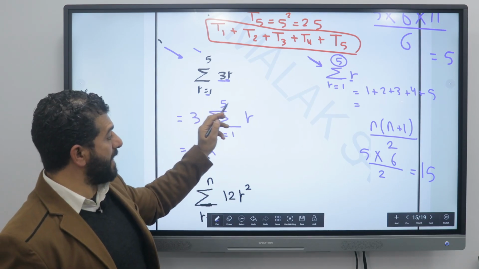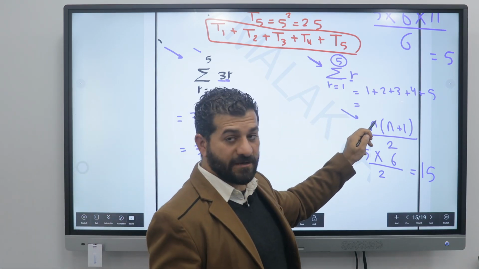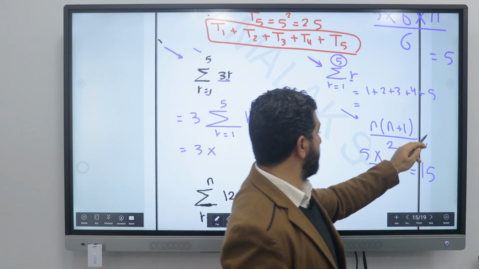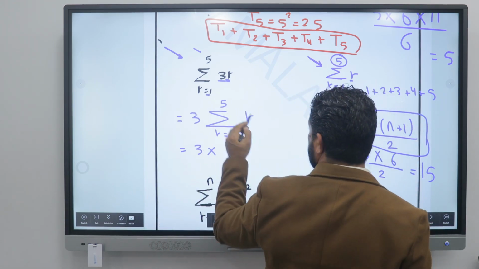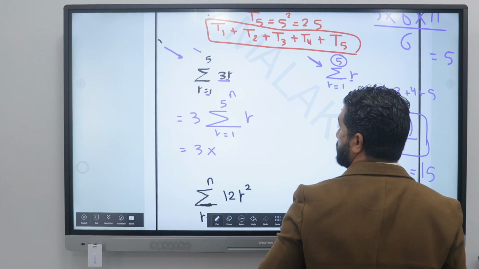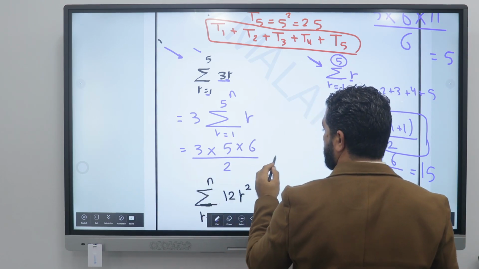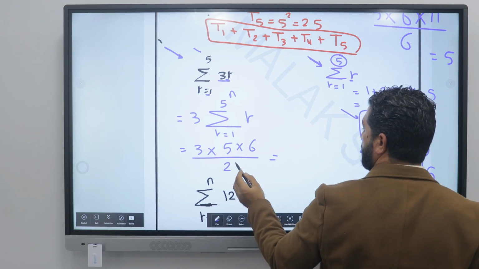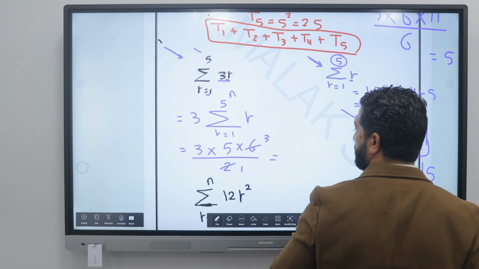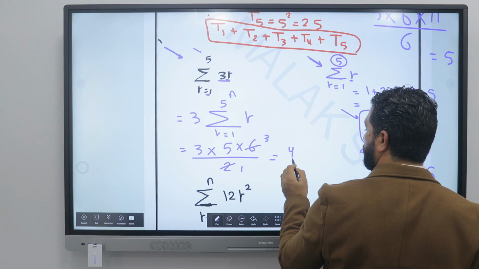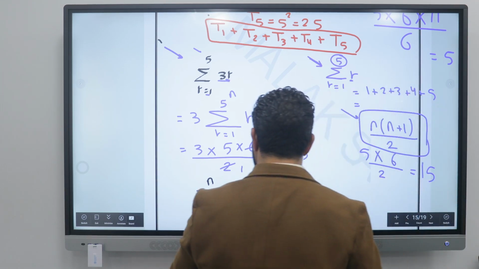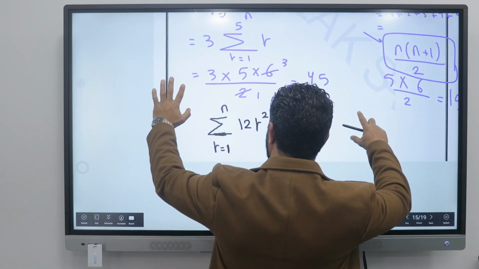So we can apply this rule here, which is n multiplied by n plus 1 divided by 2. What is n here? n is 5. So it will be 5 times 6, then divided by 2. It will be 15 times 3, which is 45. That's it. Let's go to the next one.